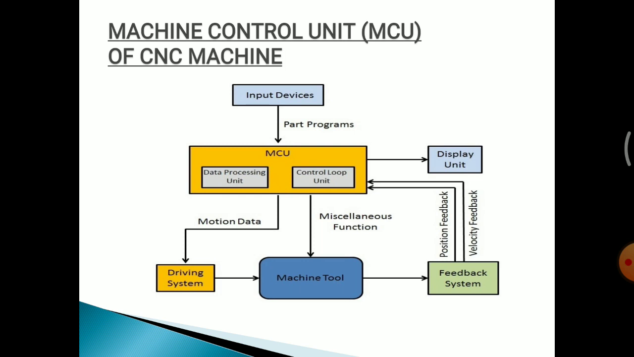Similarly, we have the display unit, which is used to display the program which is running and which line of the program is now running, that we can see in the display unit. Similarly, other functions of the CNC machine such as coolant on, coolant off will be displayed in the display unit of the CNC machine.